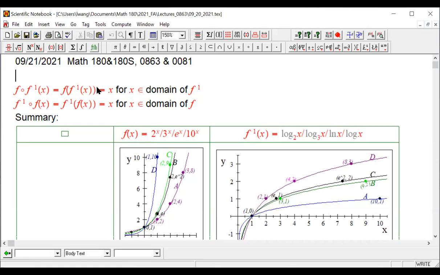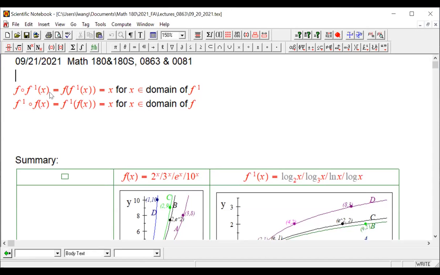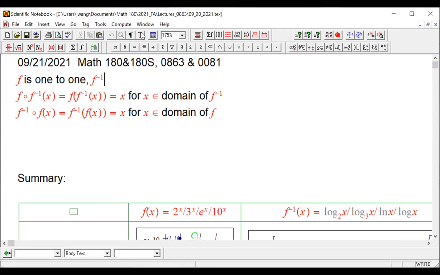And there's an assumption to it. What is the assumption? The assumption is F is one-to-one. F inverse is the inverse, and it's unique. So this pair is like the one and only to each other.